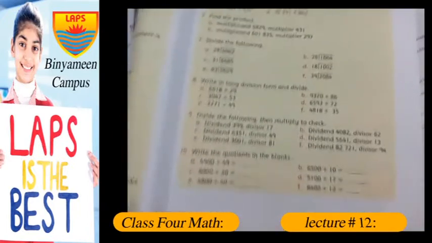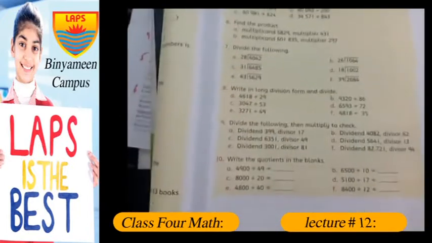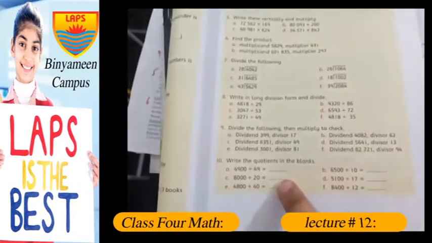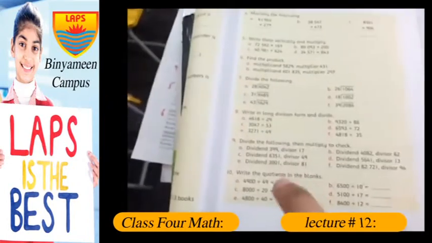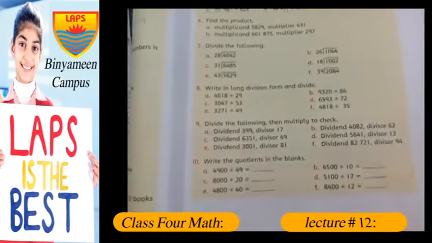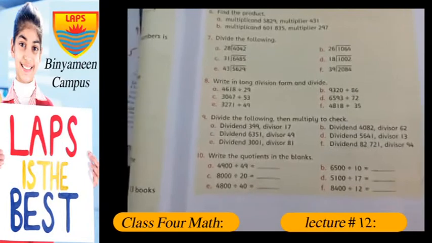You have to write quotients here only, because in this problem these values can be divided entirely by the divisor, so only the quotient will be written in the answer. And because we do not get any remainder, write the quotient here on the blanks.